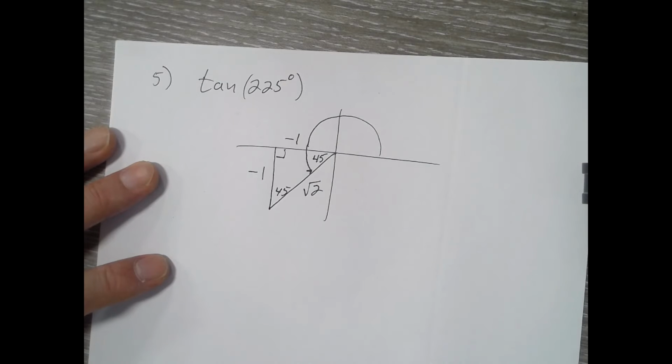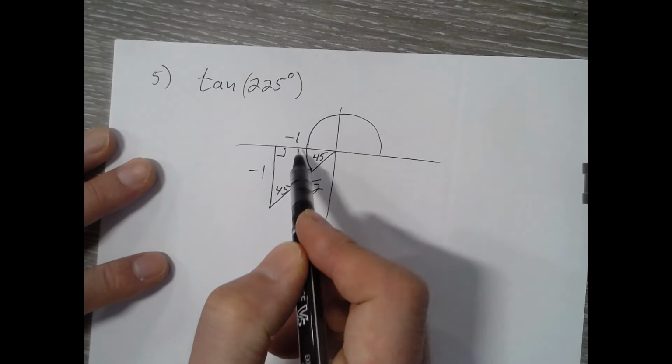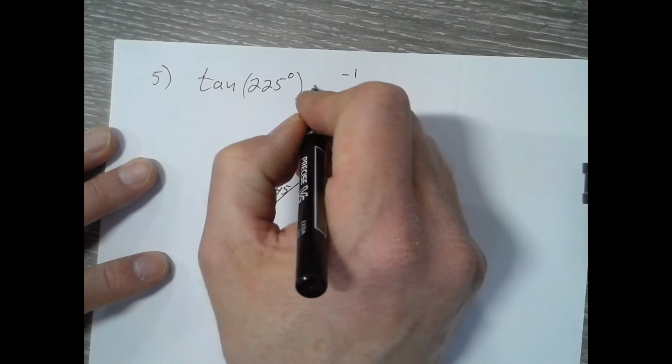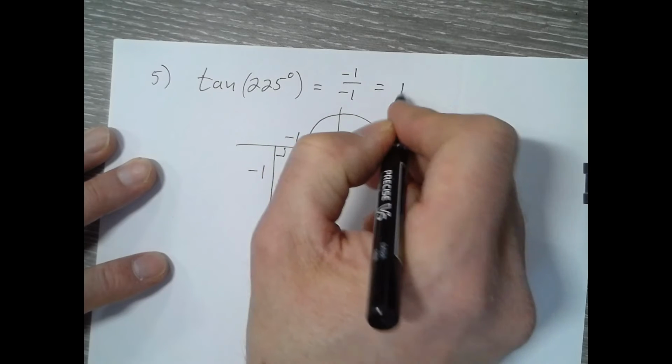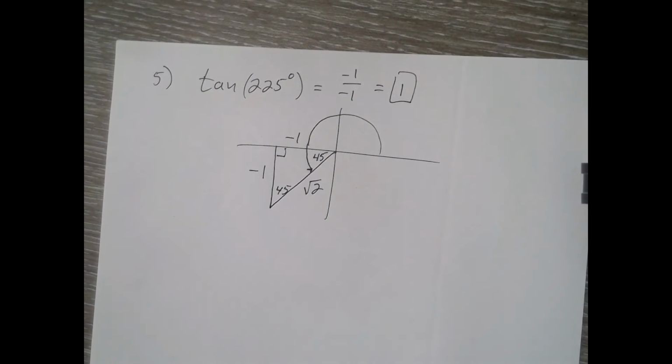All right, so we have the triangle drawn. Now we have to figure out what the tangent of that angle is. That's opposite over adjacent, so negative 1 over negative 1, or we get positive 1. Is that how math works? Negative divided by negative is positive.